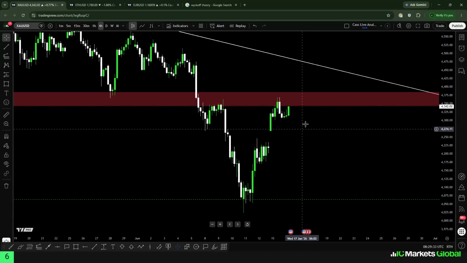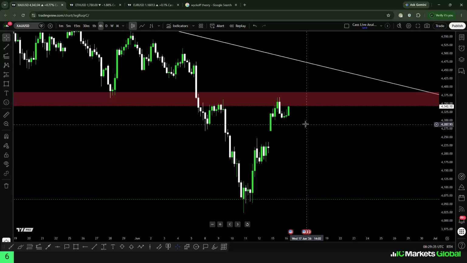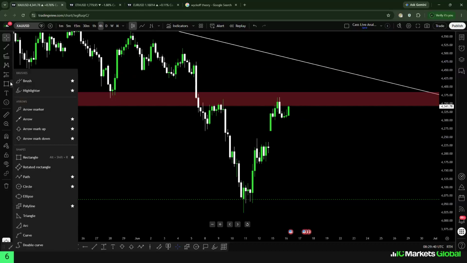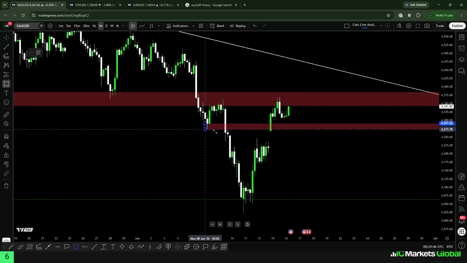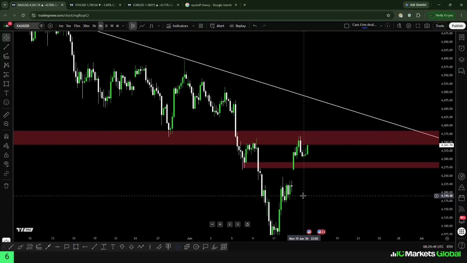Hey, give me a moment, guys. Okay. This is a low probability setup, okay? This is my disclaimer. Please do not get into this trade. Please do not copy this trade.